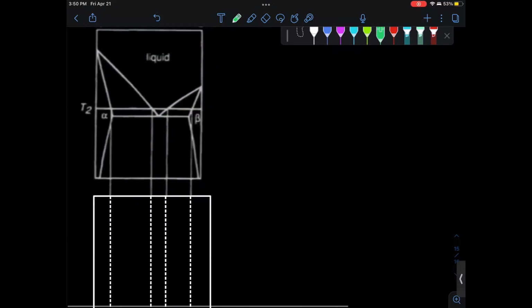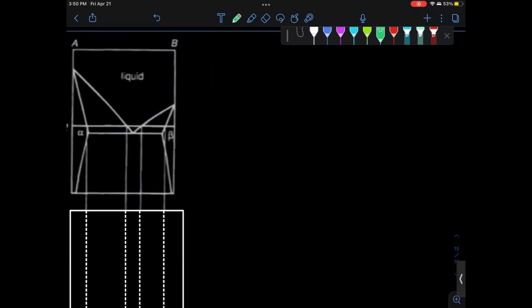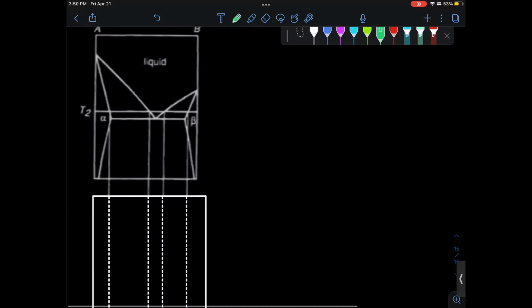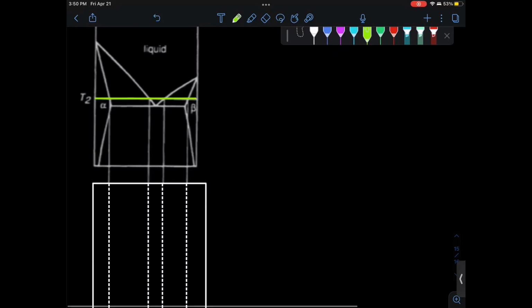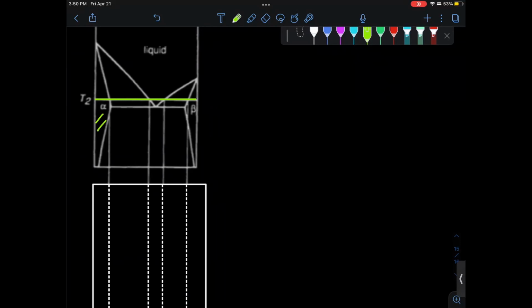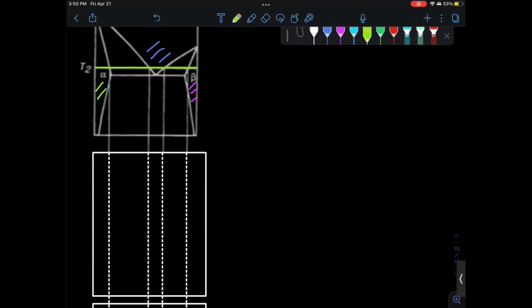Now, at a certain temperature, let's draw our own Gibbs free energy curve. So I see we're working with T2 here. I'm going to draw alpha in green. I'm going to draw liquid in blue. And I'm going to draw beta in purple. I can see that there's a point where I have all alpha, right around here. This can be my alpha line.